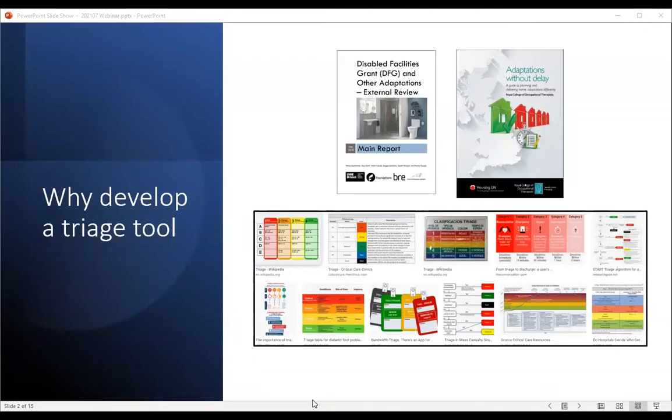Adaptations Without Delay. What we do know from the DFG review and from Adaptations Without Delay is the need to ensure that we're making the best use of the occupational therapy resource that we've got in social care and housing. And at the end of the day, there's always going to be far too much work that we can possibly do as occupational therapists. So we need to ensure that we're using that resource in the right way.